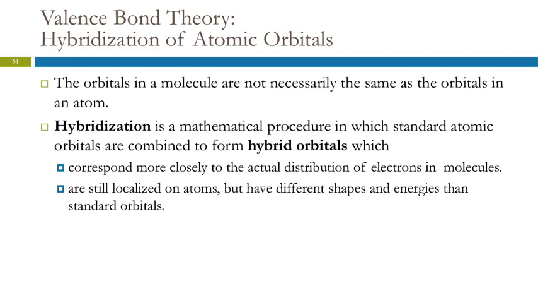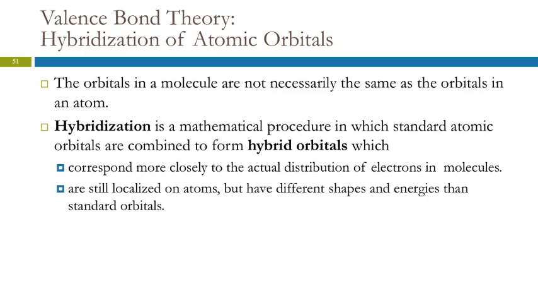So hybridization is a mathematical procedure in which you combine standard atomic orbitals to form hybrid orbitals. It's a little bit like averaging, but more complicated. These hybrid orbitals correspond more closely to the actual distribution of electrons in molecules. They are still localized on atoms, but they have different shapes and different energies than standard atomic orbitals, the SPDF that we learned about before.